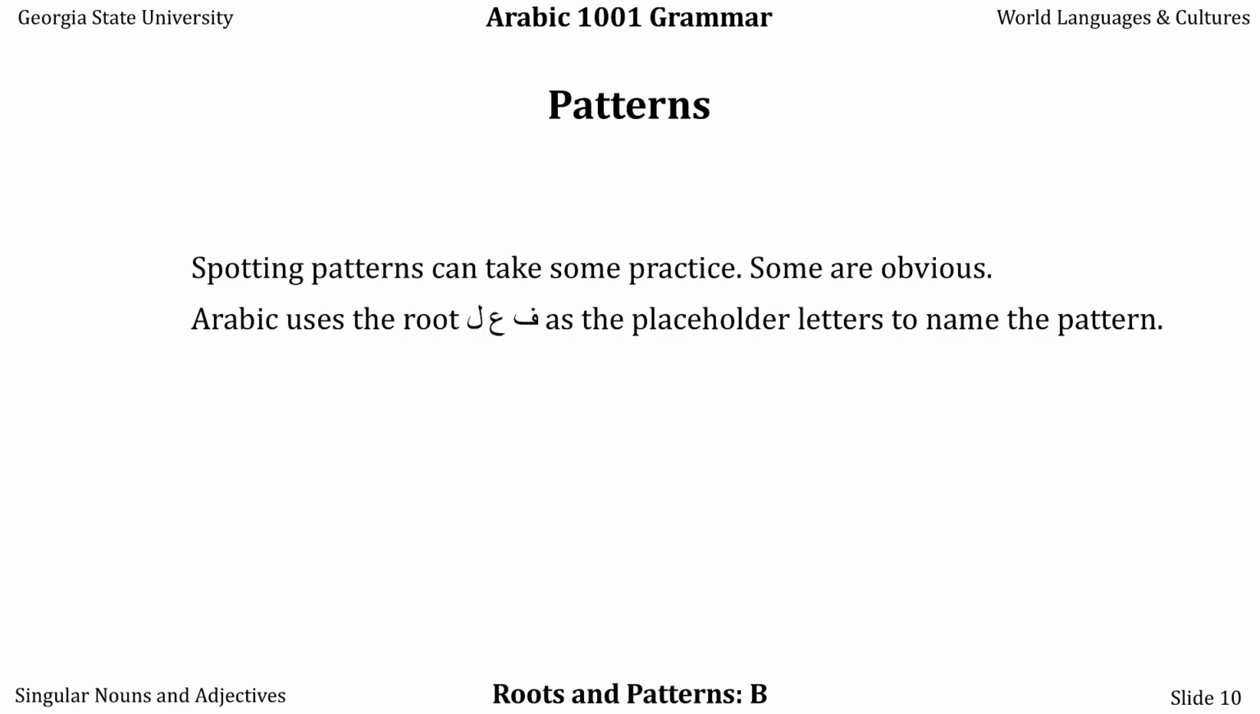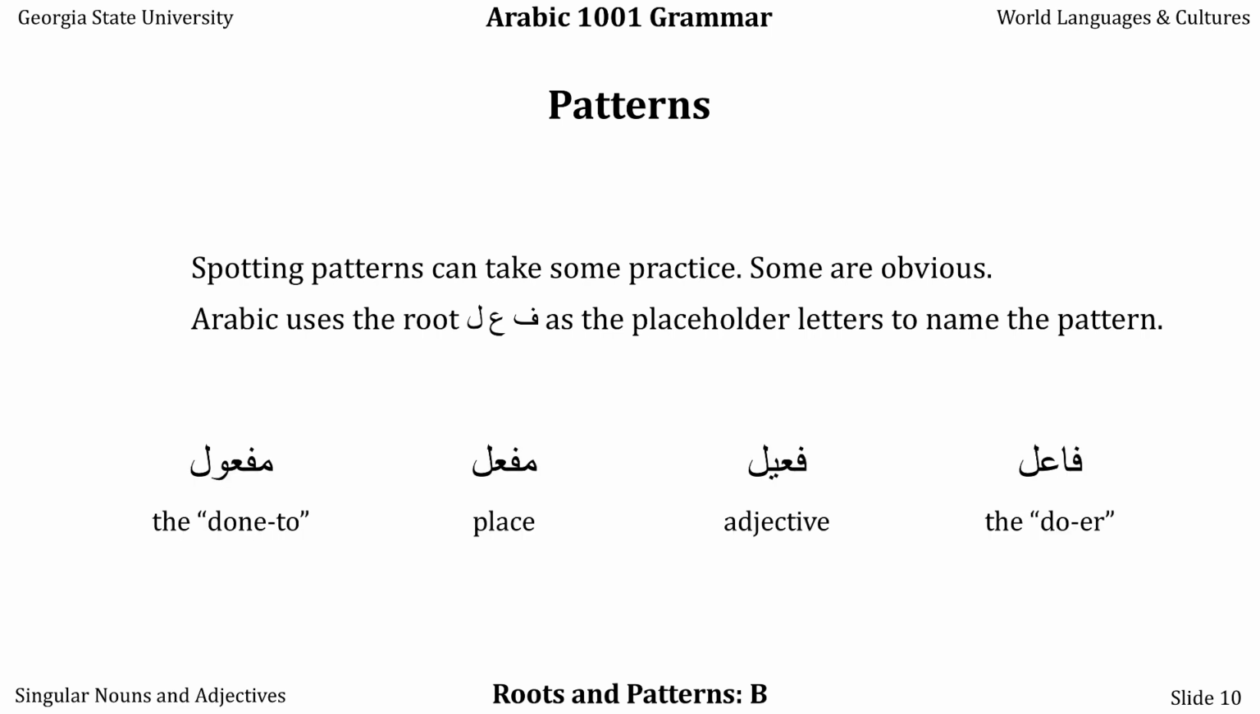Learn this. Arabic uses the root fa, ain, lam as the placeholder letters to name the pattern. So fa'il is the doer like katib or talib. Fa'il is the adjective like kabir or saghir. Maf'al or maf'ala is the place like maktab or madrasa.